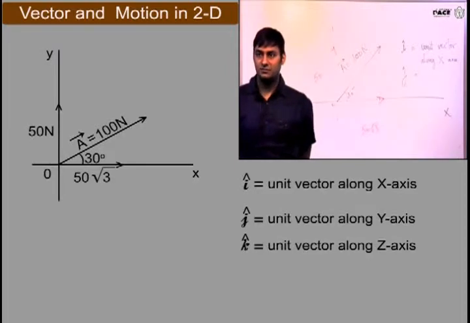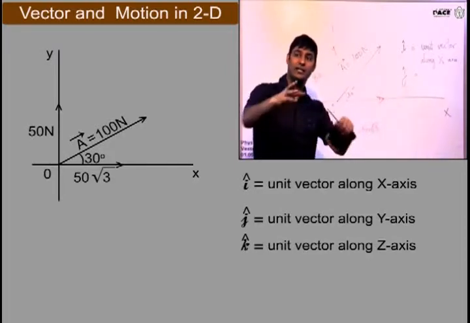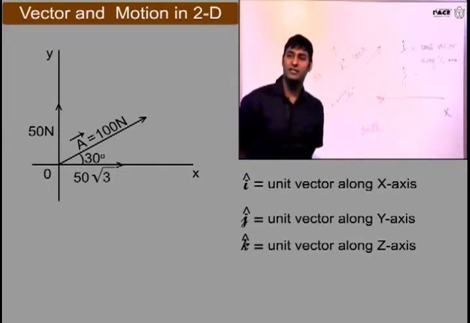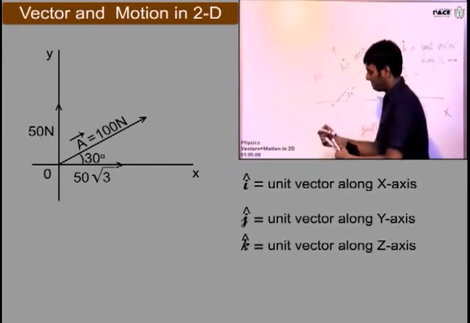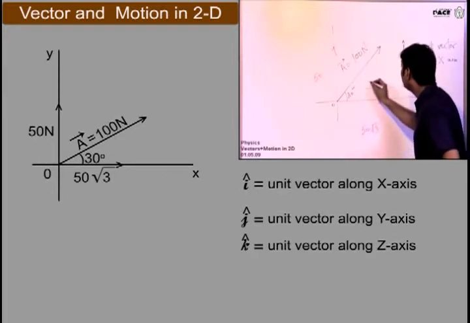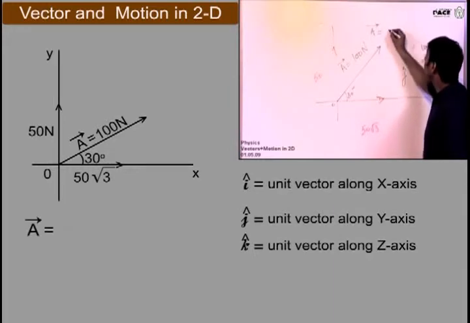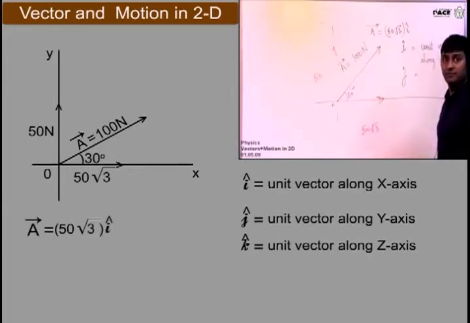Now, if I want to write this vector A in terms of its components, perfect. All of you have to answer this. A vector can be written as, see this, A vector can be written as 50 root 3 i cap. Is it correct or not? Yes, sir. Plus 50 j cap.